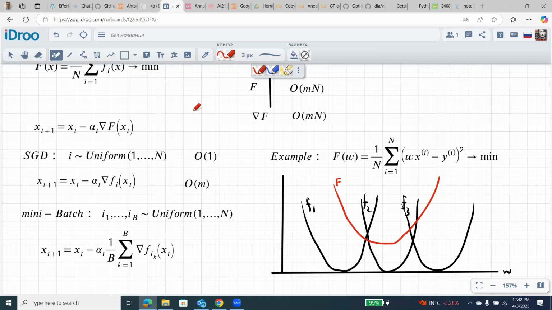So let's start and choose W0 randomly, and my random choice will be 0. So I will choose W0 at the origin.